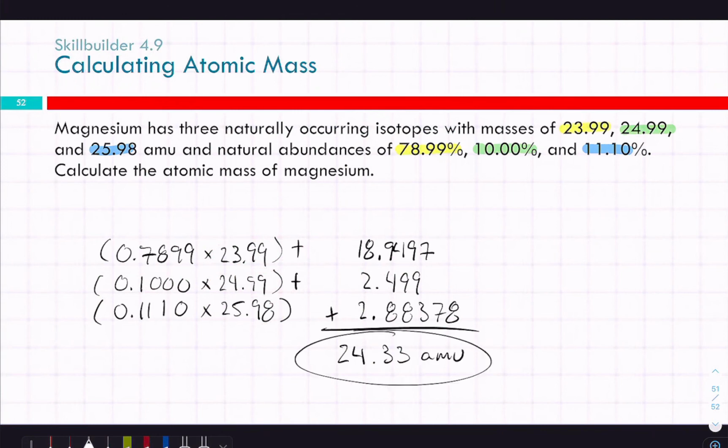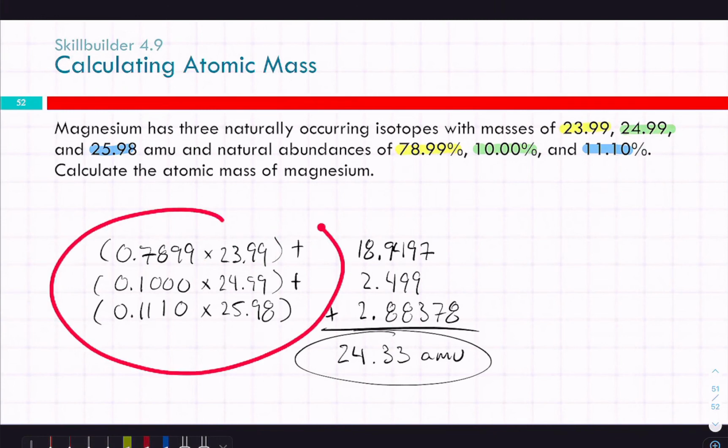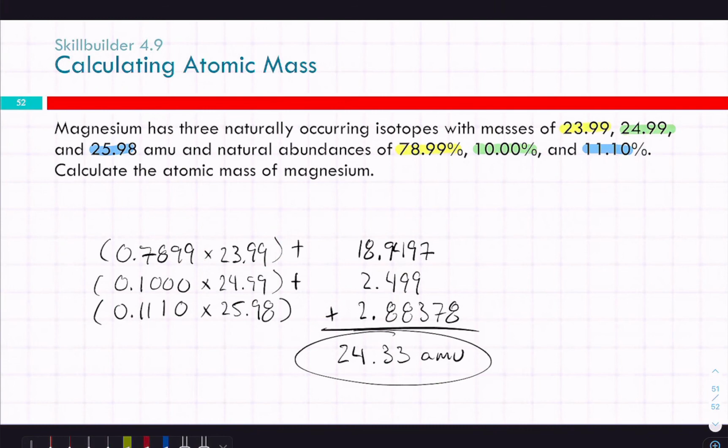So for the first part, to get those numbers, how did you do it in a calculator? Oh, to get from here to here? That was just 0.7899 times 23.99. So we just do that for all three and then add those three up? Mm-hmm. You can type this whole thing into your calculator all at once. You actually don't even need parentheses, because it'll do all of the multiplication first and then add.